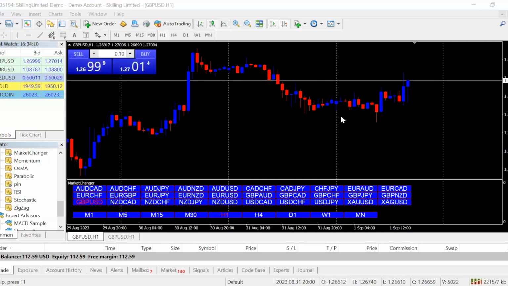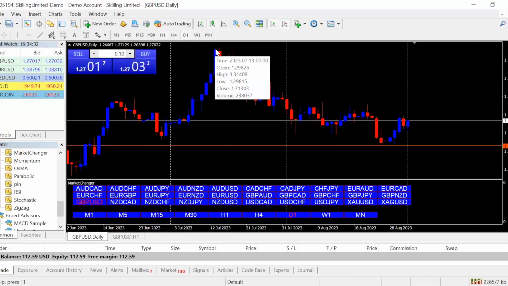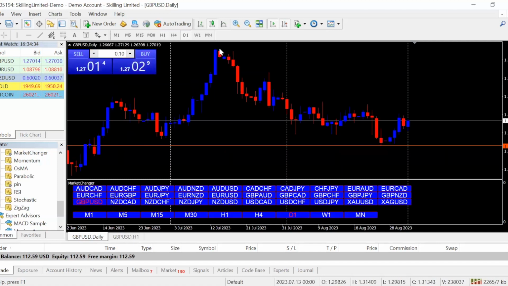So when you want to use Fibonacci, first things first, you need to know the trend of the market. You may want to find out the trend from the daily time frame. If you look here now, the market is trending downward. This is a downtrending market from here where my cursor is, all the way to this. This is a downtrend, a bearish market.